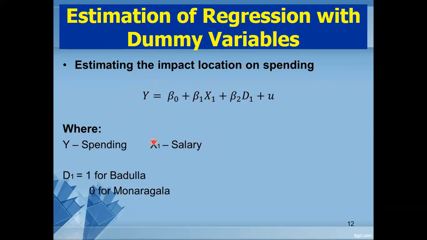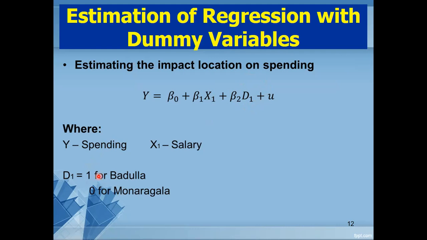This X1 is the salary of these people. At the same time, I have taken the location as an independent dummy variable. D1 is the location, and I have assigned 1 for the people who are living in Badulla and 0 for the people who are living in Monragala. Since I have assigned 0 for Monragala, in this dummy variable Monragala is the base category or the reference group.